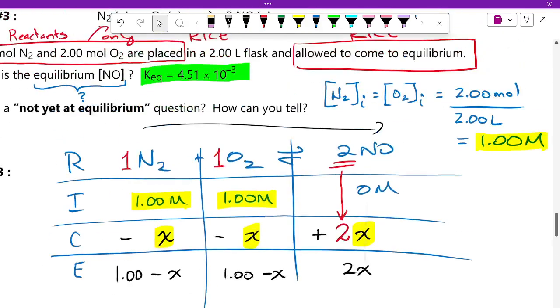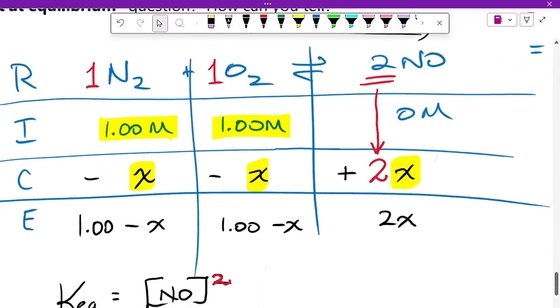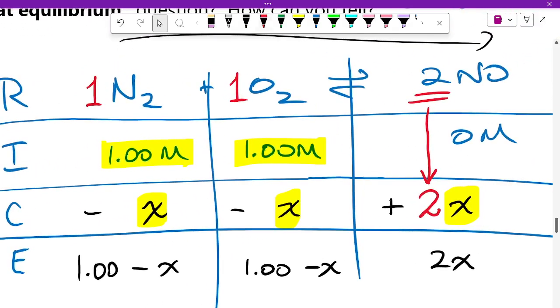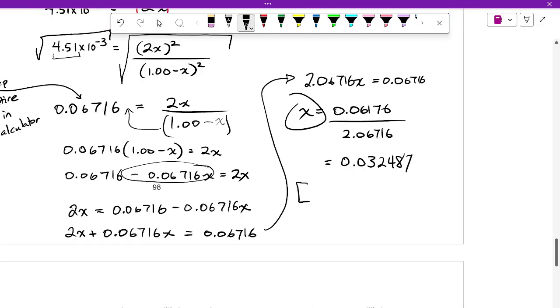Let's go find out. We wanted the equilibrium concentration of NO. What is the equilibrium concentration of NO? Look at your ICE table. It is 2x. So we're going to finish this off. Our concentration of NO at equilibrium is equal to 2x, which is equal to 2 times 0.0325.